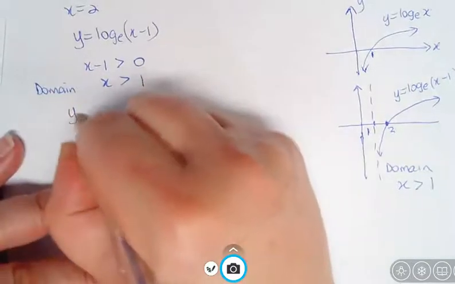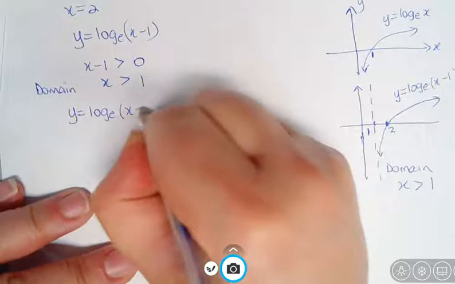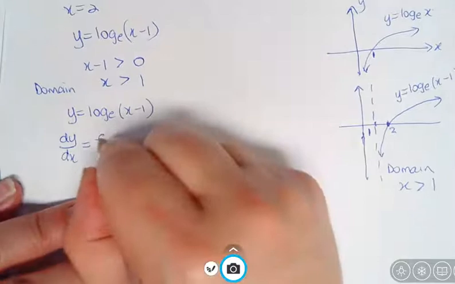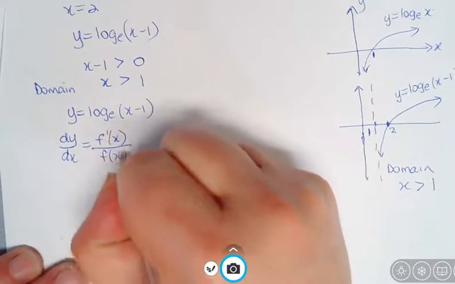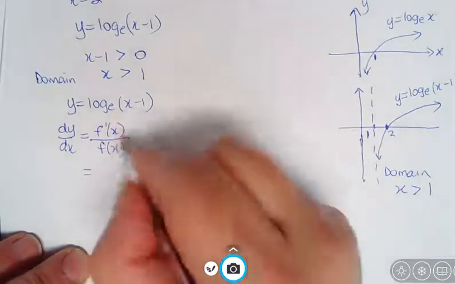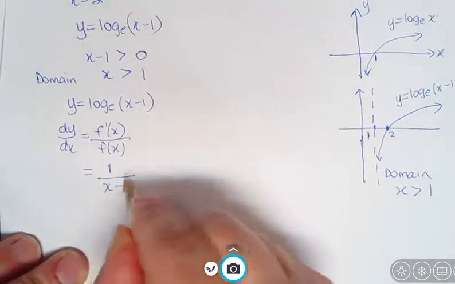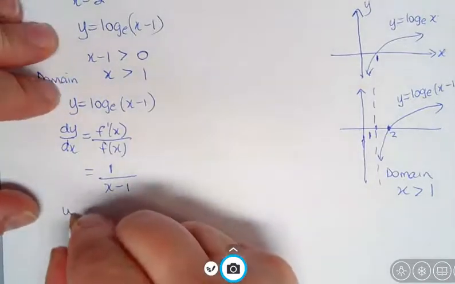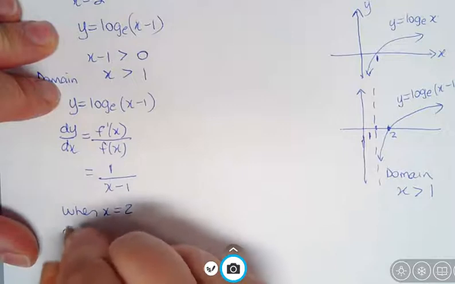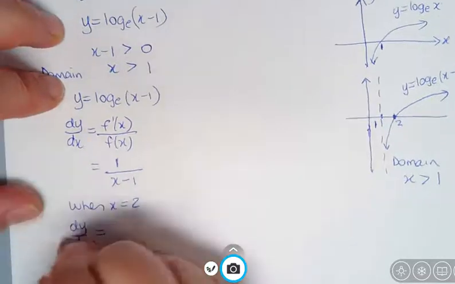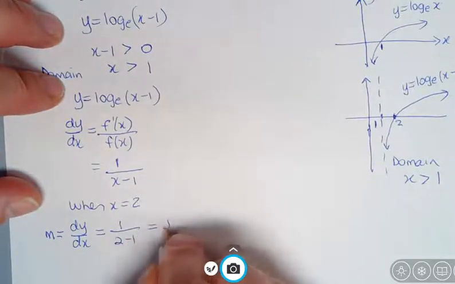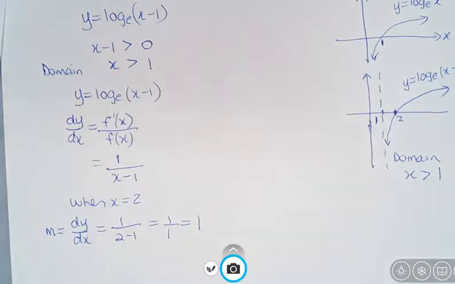So you've got that y equals log to the base e of x minus 1. Remember, if you're wanting equation of tangent to the curve, you need the derivative, and that will be f dashed x on fx. And the derivative of x minus 1 is just 1 over the original function. The function of x is x minus 1 there. And when x is 2, you can find the gradient to the curve. So the gradient will be 1 over 2 minus 1, which is 1 over 1, which is 1. So the gradient of the tangent when x is 2 is 1.